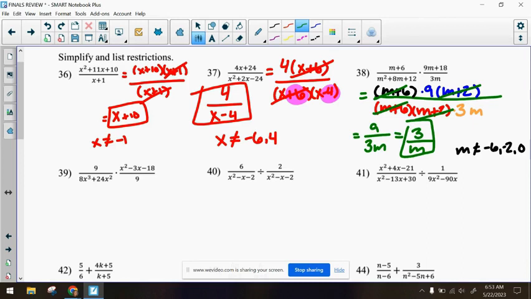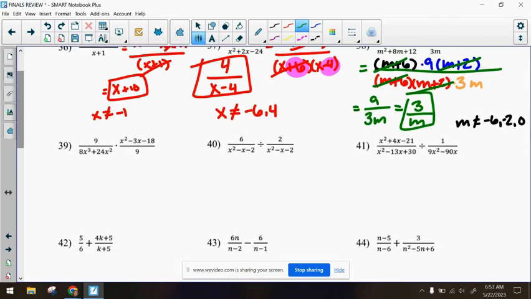I will go ahead and jump in and do one of the division problems as well, because those are very similar, before I take a pause and let you try some out. So number 40 will turn into a problem exactly like number 38 once we flip the second fraction and multiply. That's how we divide fractions.